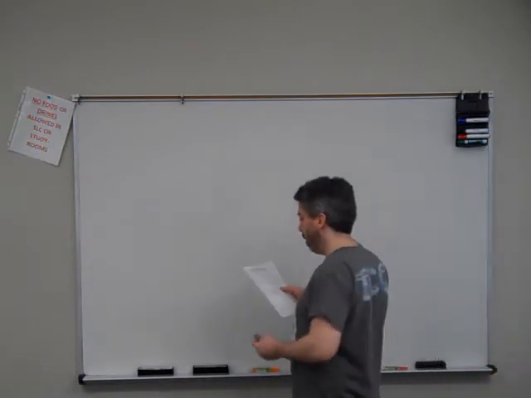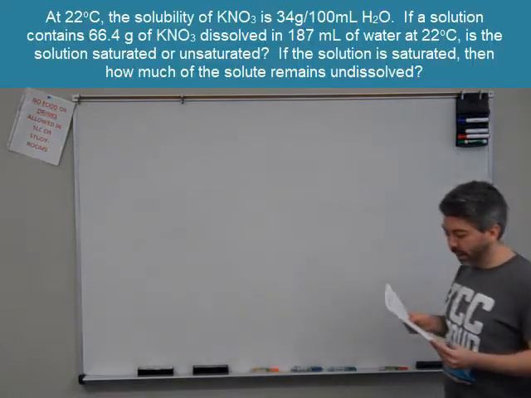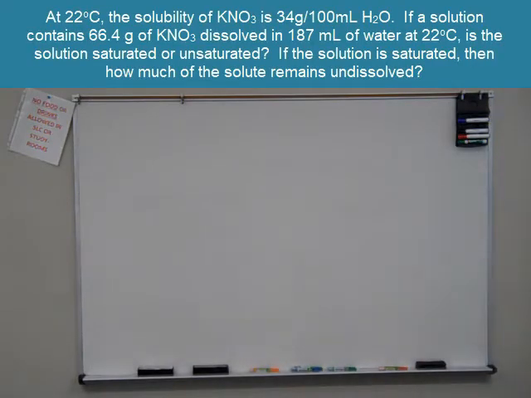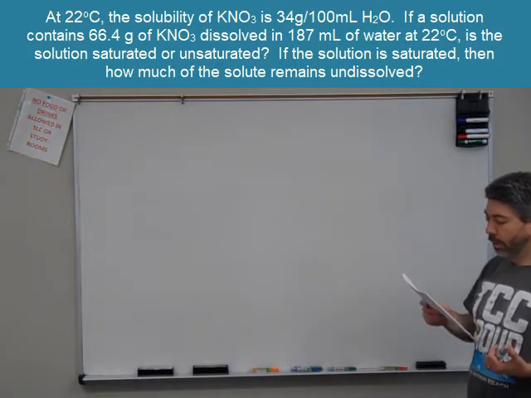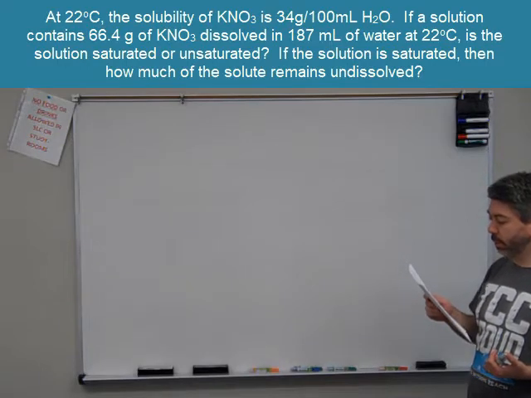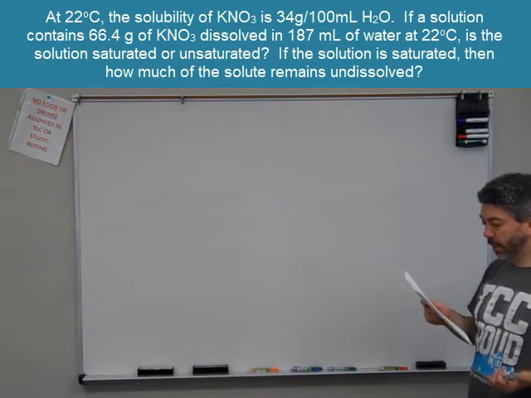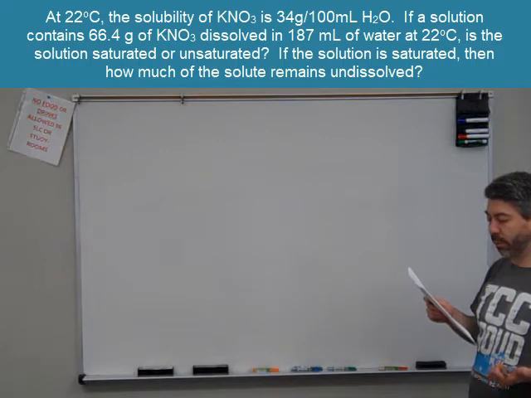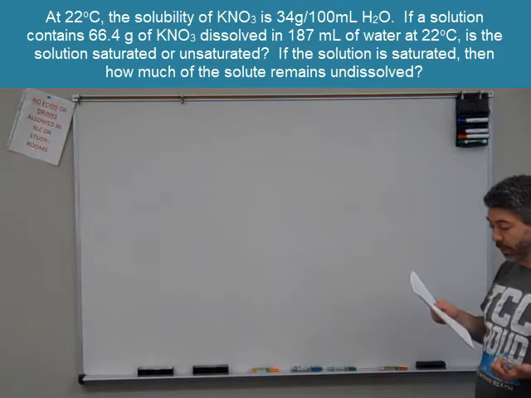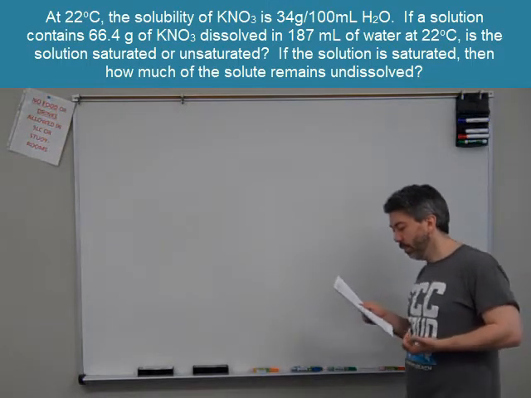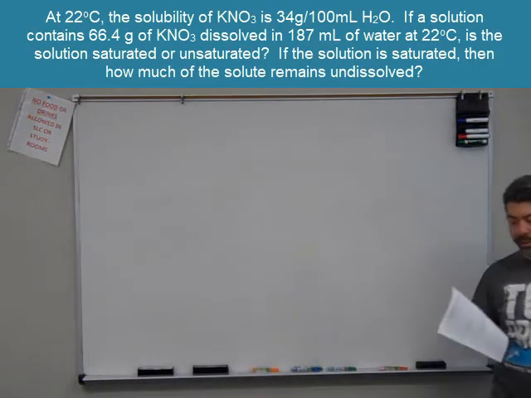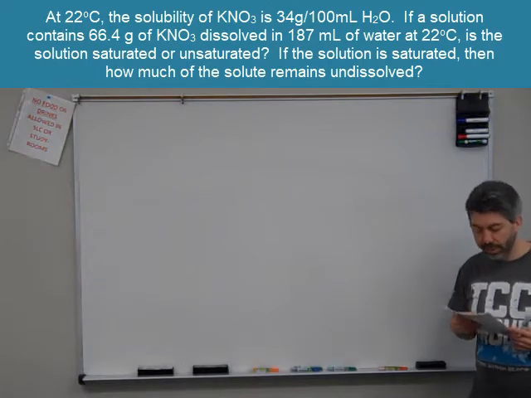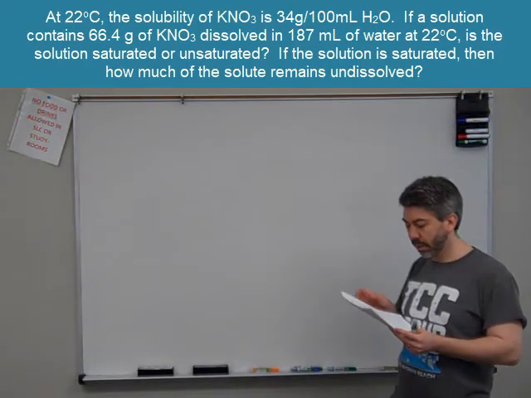All right, so now the next question says, at 22 degrees Celsius, the solubility of KNO3 is 34 grams per 100 milliliters of water. If a solution contains 66.4 grams of KNO3 dissolved in 187 milliliters of water at 22 degrees Celsius, is the solution saturated or unsaturated? And if saturated, how much of the solute remains undissolved?